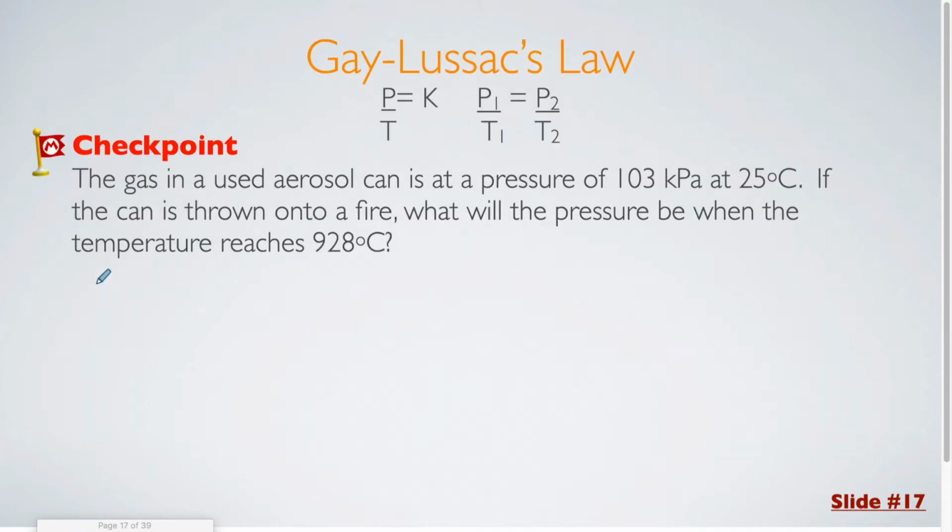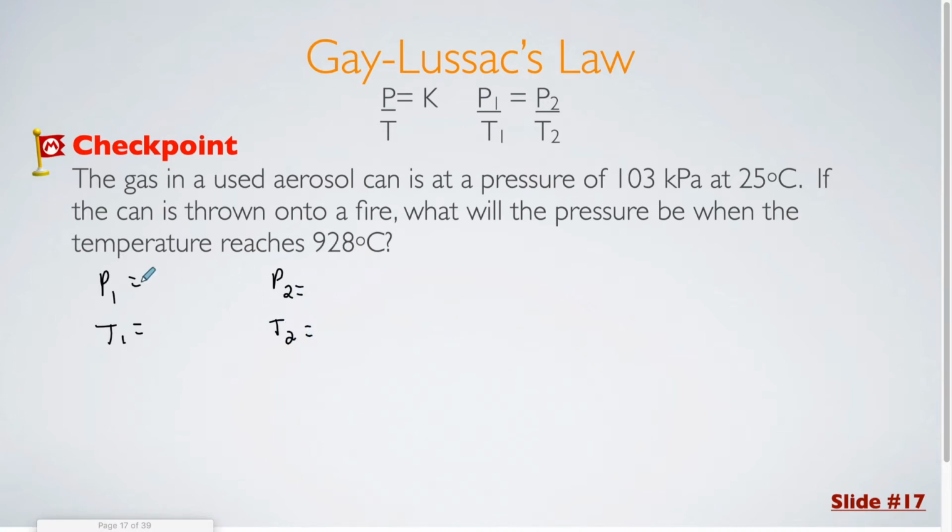In our first calculation, we have gas in a used aerosol can, which is at a pressure of 103 kPa at 25 degrees Celsius. If the can is thrown onto a fire, what will the pressure be when the temperature reaches 928 degrees Celsius? Now, just like with our previous gas laws, there is a specific way that you need to write everything out to receive credit when you take the test. We're going to start by writing out each of our variables. So we have pressure 1, temperature 1, pressure 2, temperature 2.